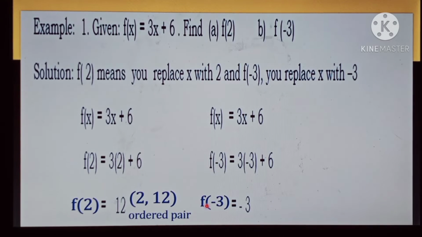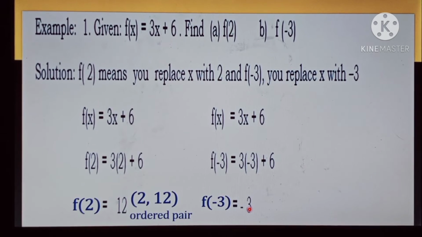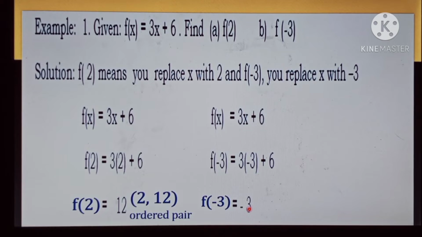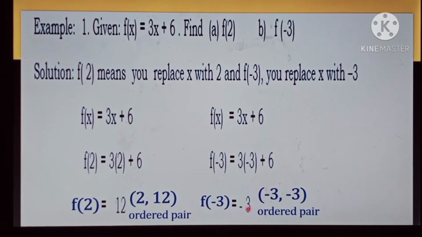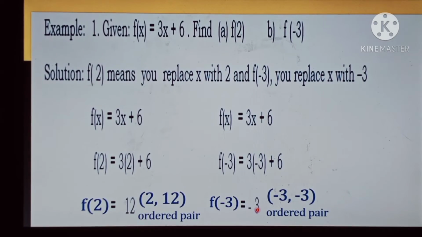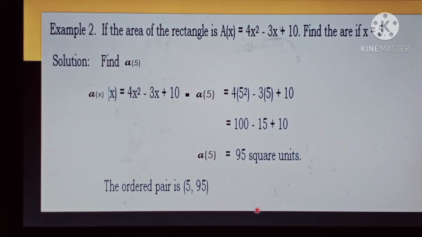So, we have f of negative 3 is equal to negative 3. So, the value of x is negative 3 and the value of y is negative 3. So, in ordered pair, that will become negative 3, negative 3. So, that is the solution for that example. So, let's have example 2.